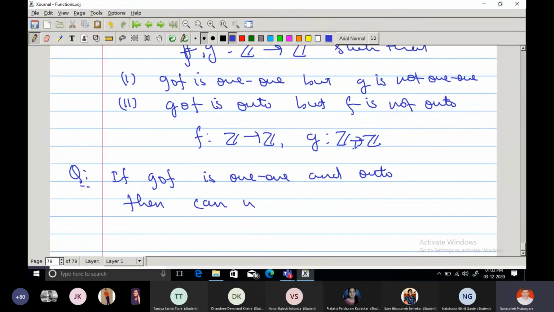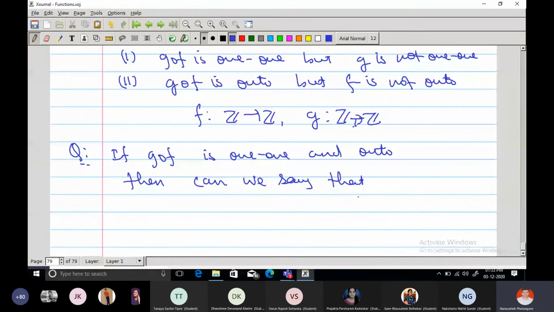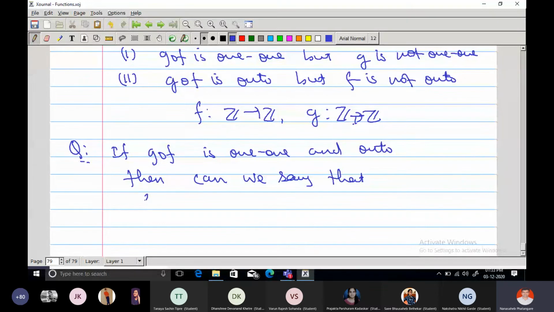Can we say that f is a bijection or g is a bijection? Can we say this? What is your answer? Yes or no? No. Right.